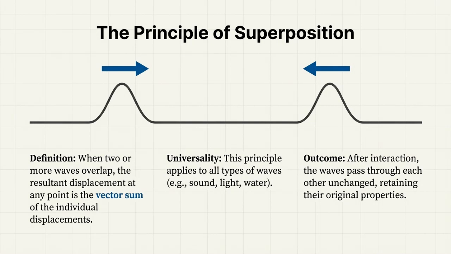The principle is universal and applies to all kinds of waves you might encounter, like sound waves, light waves, and water waves. Importantly, once the waves have passed through each other, they don't change. They continue on with their original properties intact. This interaction is temporary and does not permanently affect the individual waves.